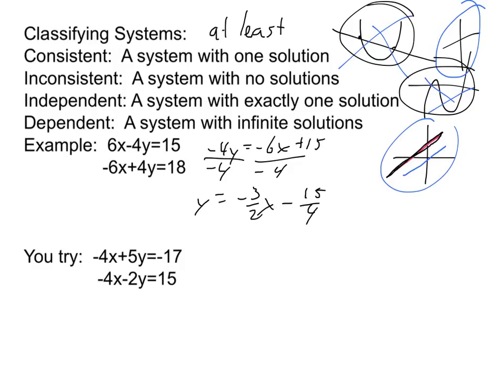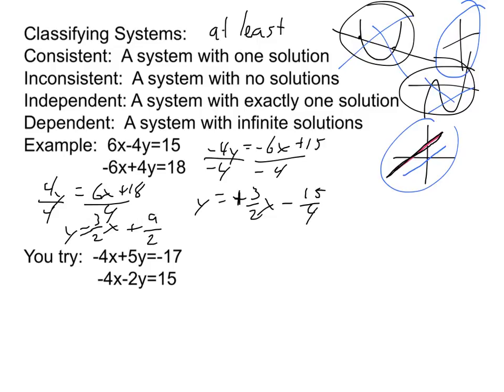Okay, the second line would give us 4y equals 6x plus 18. Oh, sorry, this one over the first one, a negative divided by negative is a positive. That should be a positive 3 halves. So if I divide by 4, I get y equals 3 halves x plus 18 over 4, which is 9 over 2.